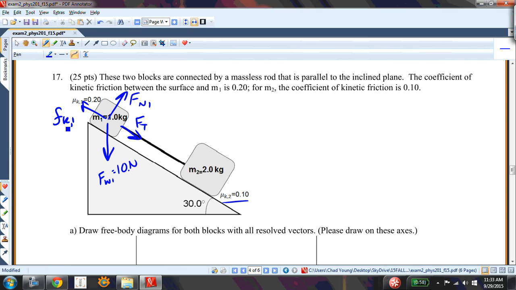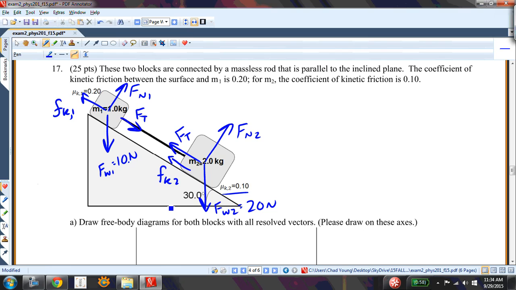And then down here, I have similarly FN2. I have FW2, which I know is 20 newtons. It's bigger. I have FT, which is going to be the same as what we had because I have this rod connecting them, and it transfers that force in the same way. And then I also have FK2.